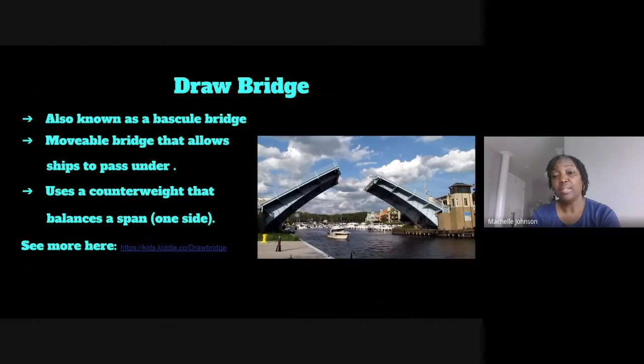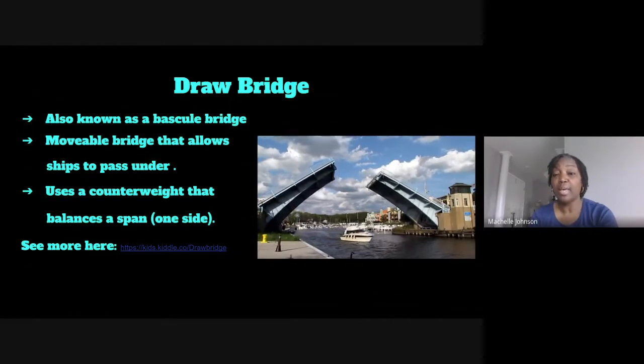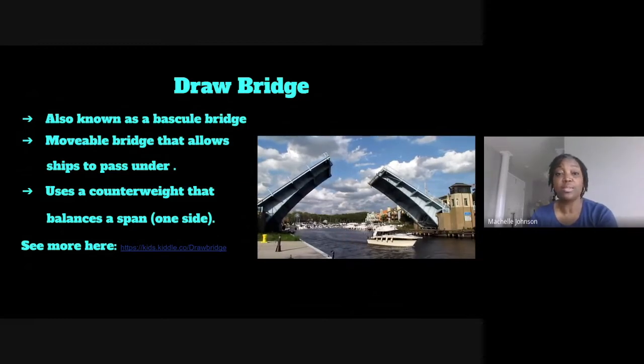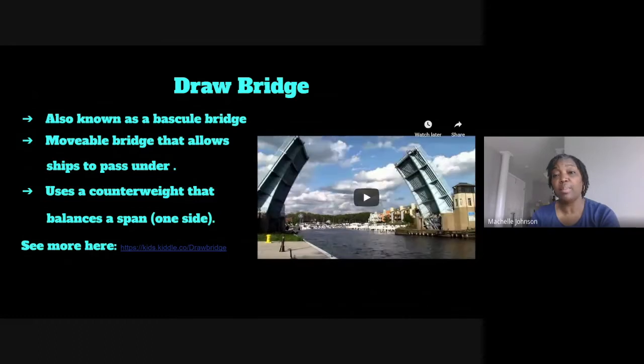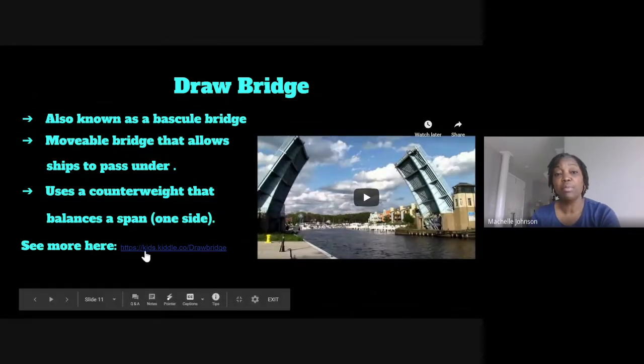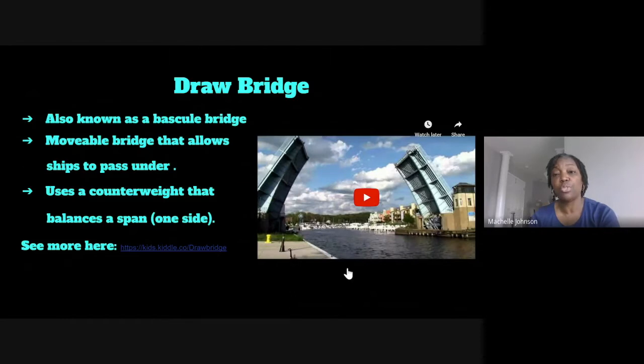After the ship passes under the bridge, the two spans can come back together to make the complete bridge so that cars can still go across it. I think the drawbridge is pretty cool. Drawbridges started way back many years ago. And again, if you want more information, you can always click on that link to get more information on different types of drawbridges.